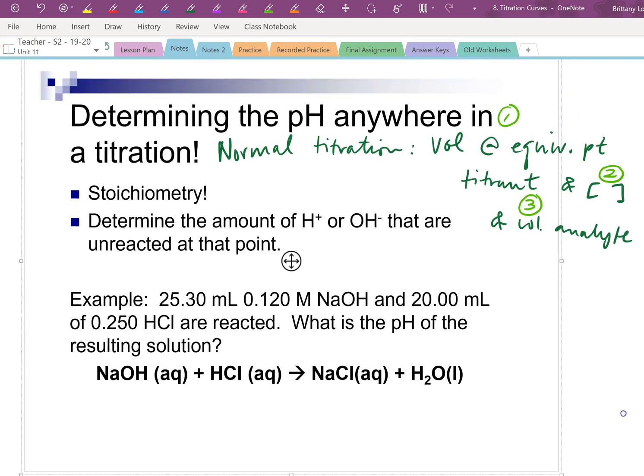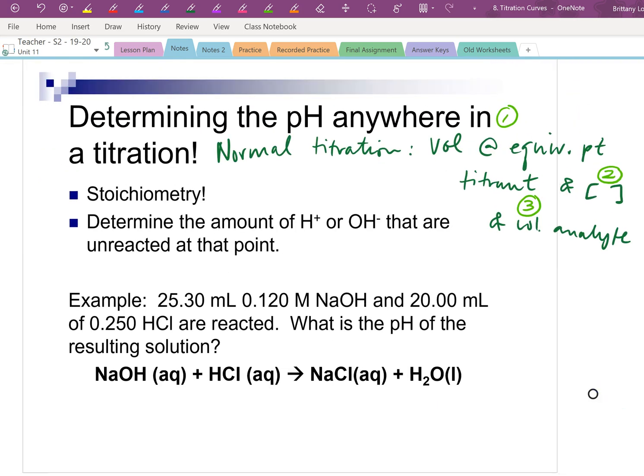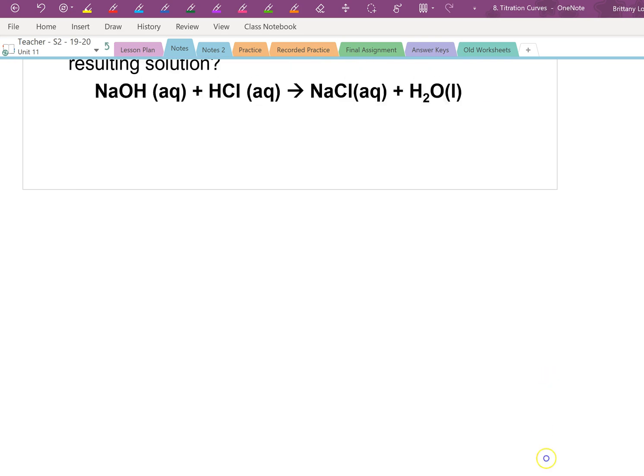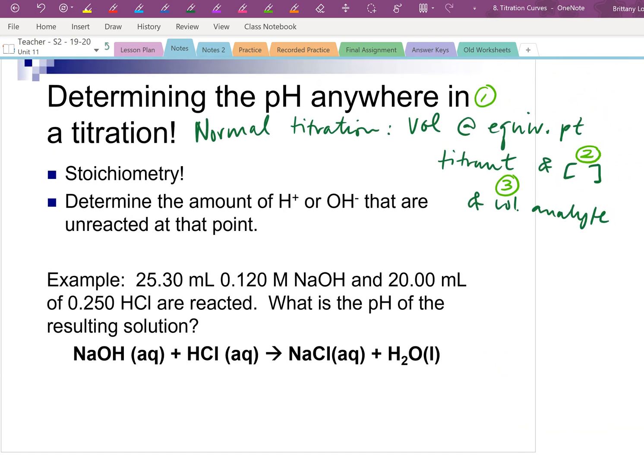Okay, so moving back down to here, we can calculate the pH of the solution anywhere during the course of the titration. So if you had a probe in the analyte, you would see the number, whatever the pH is. But if we just wanted to stop and say, what is the pH right here after I've added 10 milliliters or 20 or 30 or 40, we could calculate that using stoichiometry. And so this is not going to be a new type of calculation, really. Essentially, what you're going to want to do is find out how much H plus or OH minus is left in solution.